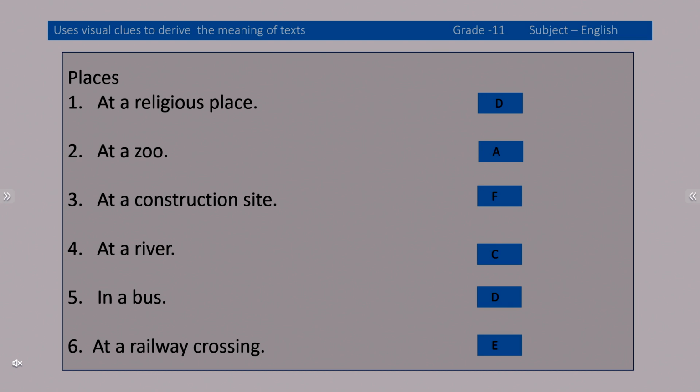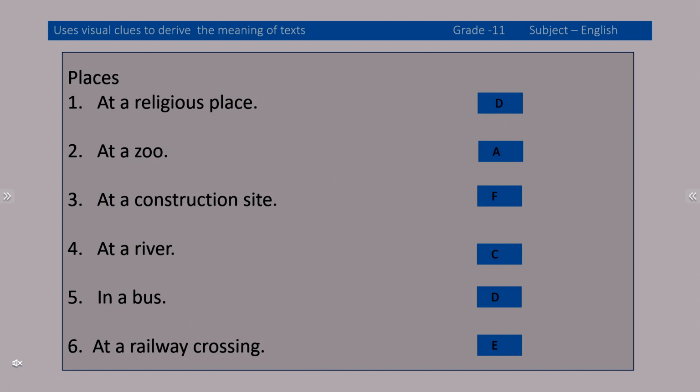Picture F, at a construction site. This must have been a common site. You must have seen it at many places, at many construction sites, where it says danger, men at work. And then picture C, at a river. You can't simply go jump into a river and start swimming. Have to be very careful about these signs. Do not bathe, no bathing.